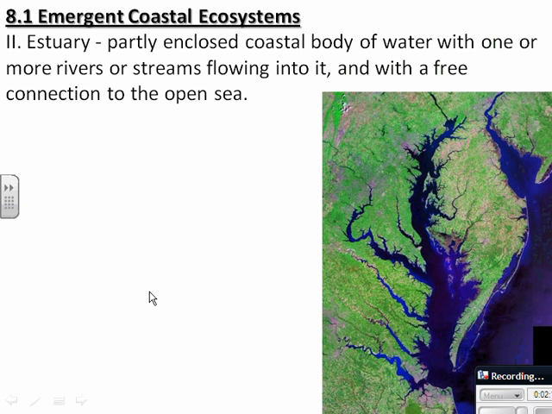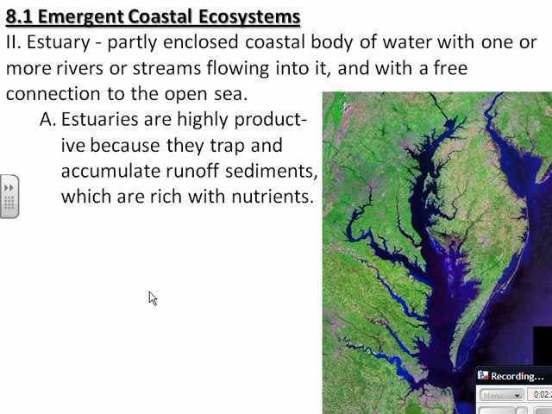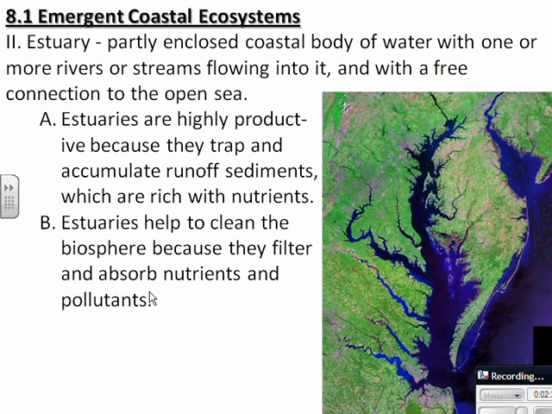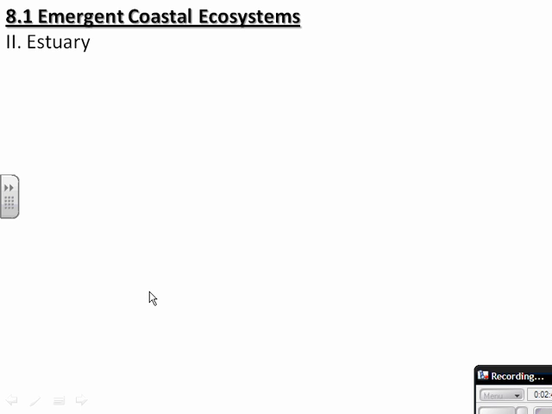Now, the first specific type of coastal ecosystem we're going to talk about is an estuary, which is a partially enclosed body of water with rivers running into it. So it's an area where freshwater and saltwater are mixing. As a result of that, they're highly productive and tend to trap lots of sediments which are rich in nutrients. Estuaries are important because they act kind of as a filter between runoff and the ocean. So they tend to filter out excessive nutrients and also pollution.